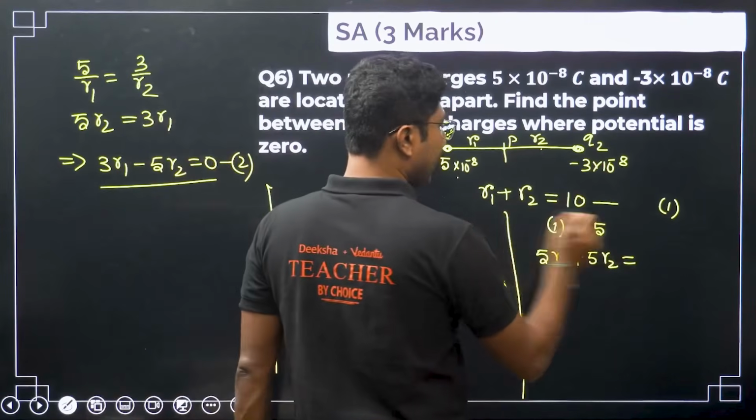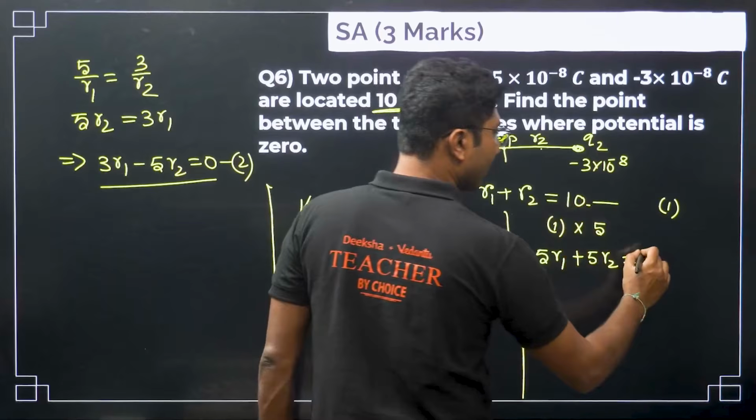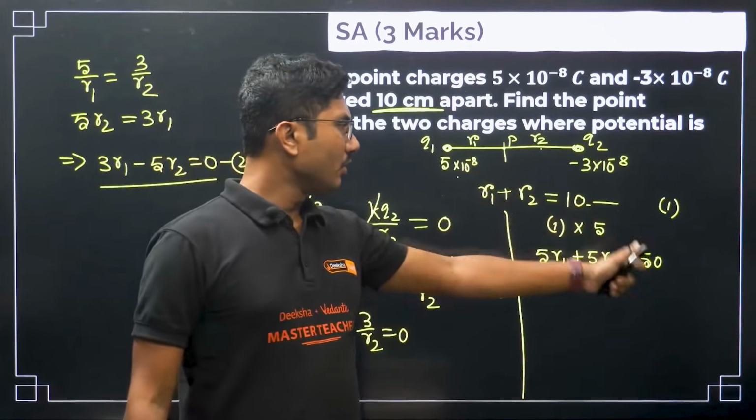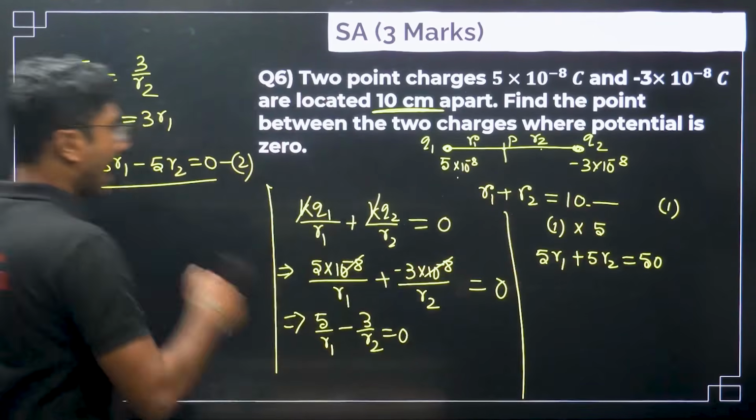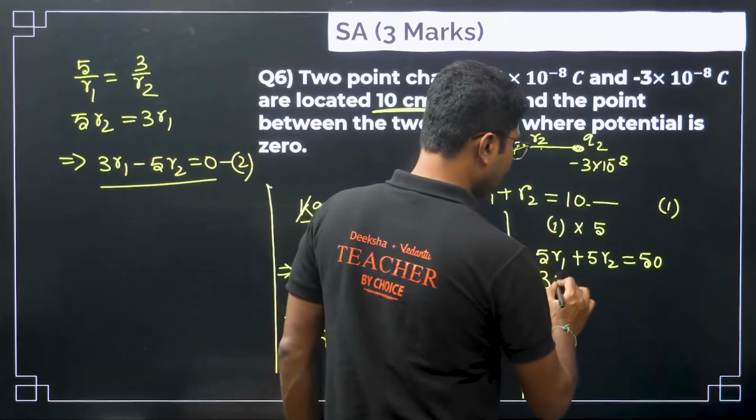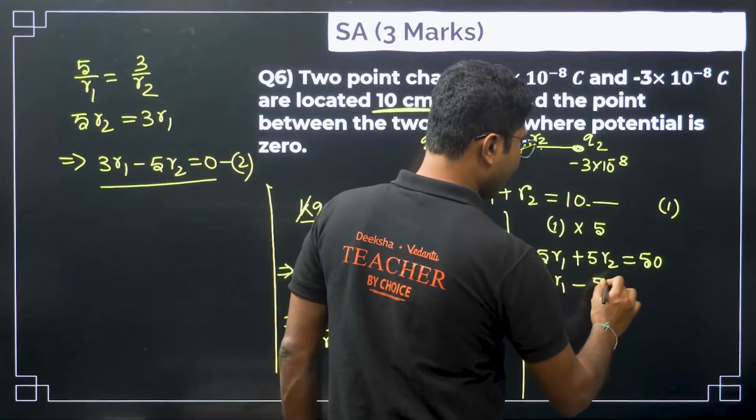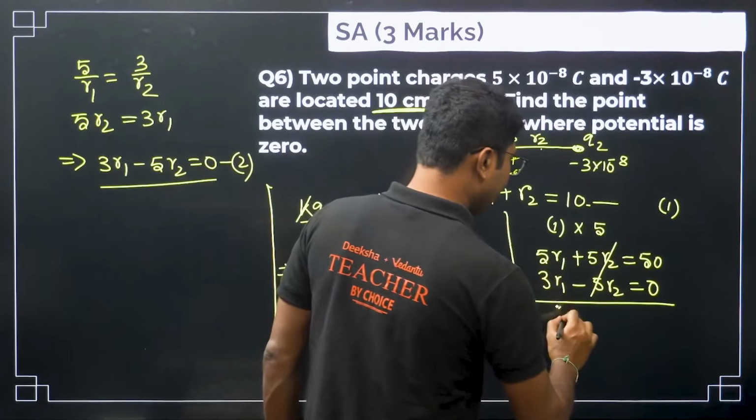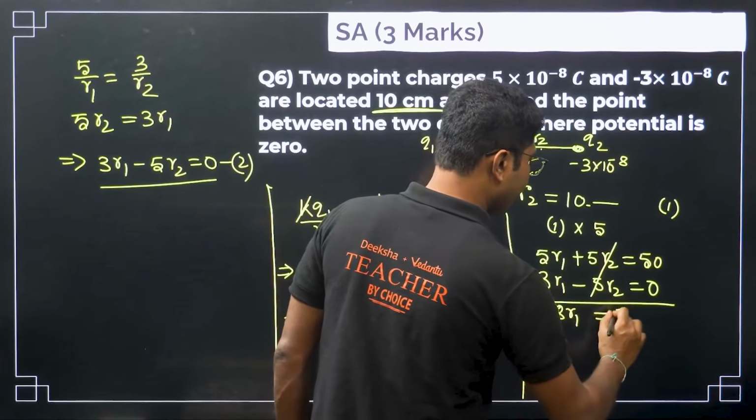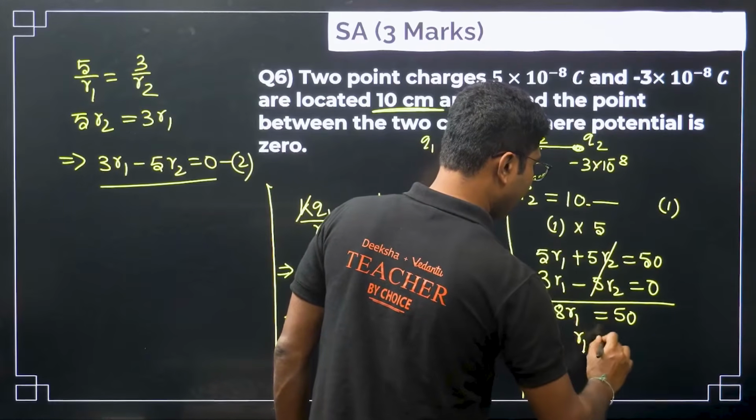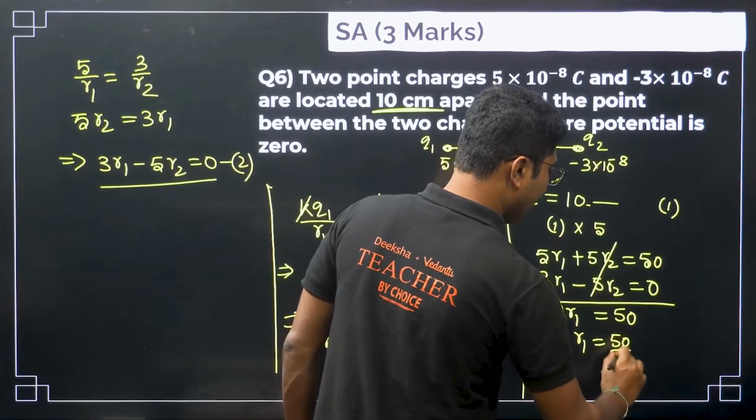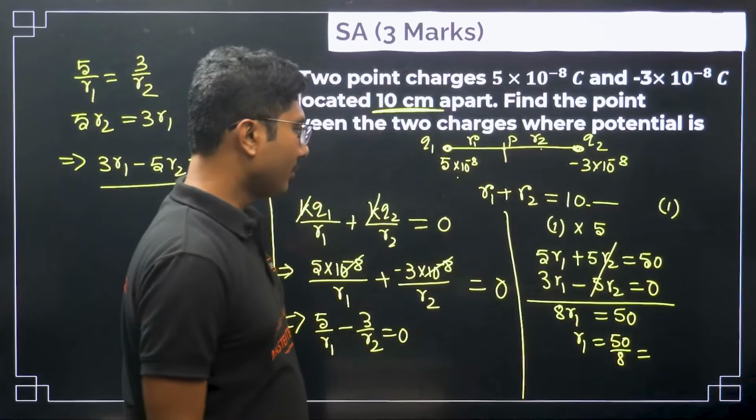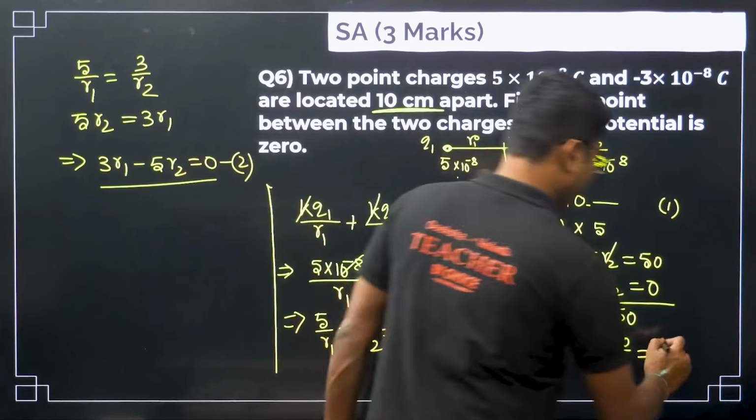So if you multiply everything with 5, it will not be 10, it will be 50. So 5 R1 plus 5 R2 equals 50, and 3 R1 minus 5 R2 equals 0. Let's add: 8 R1 equals 50, or R1 equals 50 by 8. So it will be 25 by 4, which is 6.25.